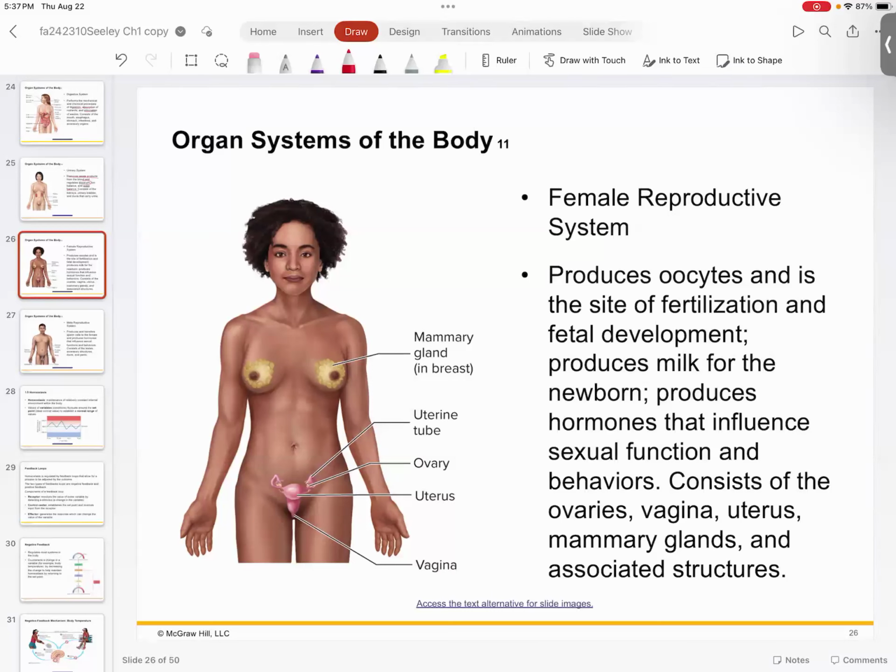Then we have our reproductive systems, right? So we have the female reproductive system, whose job it is to produce oocytes. Those are the female eggs. Her reproductive system is also capable of producing milk so you can feed the newborn, and of course producing hormones to essentially regulate sexual function, both sex drive and the different cycles of sexual performance and sexual activities as well.